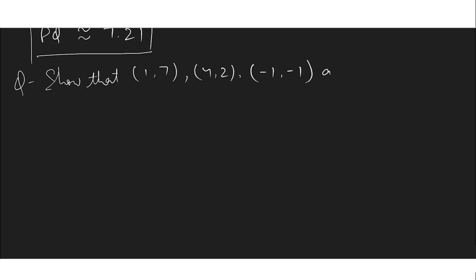Let's try another question. Show that points 1, 7, 4, 2, -1, -1 and -4, 4 are vertices of a square. Solution.